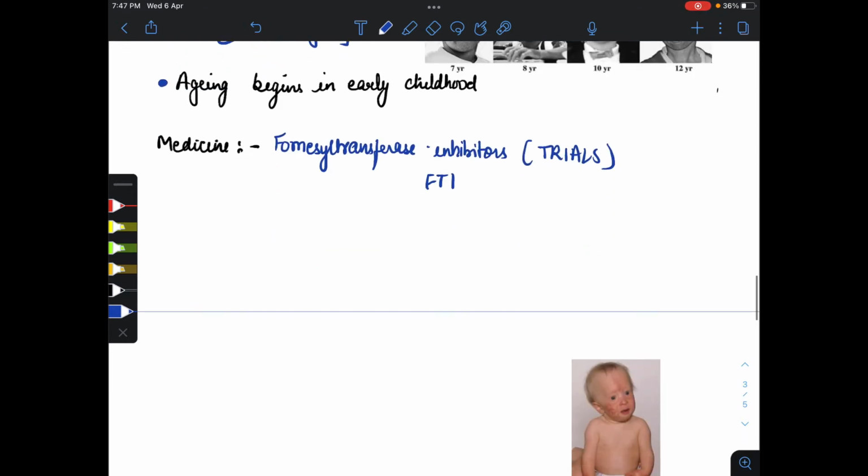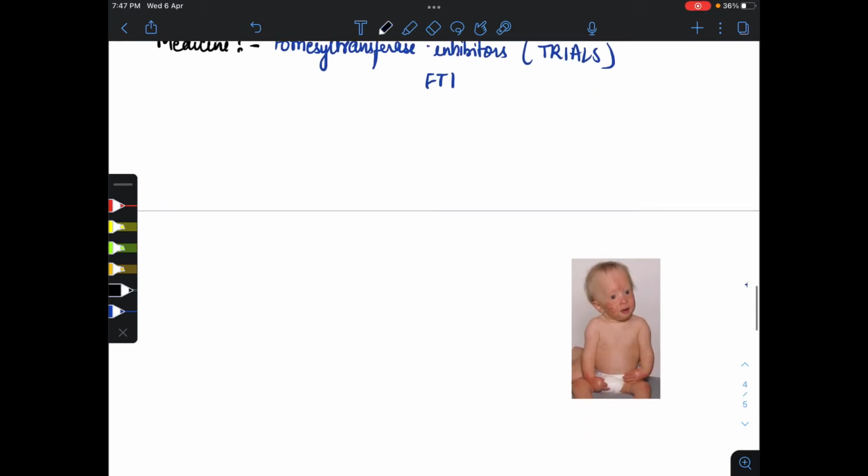Now the third progeroid syndrome is Bloom syndrome.